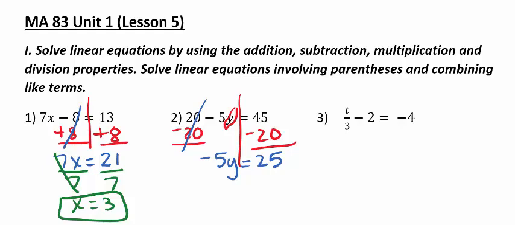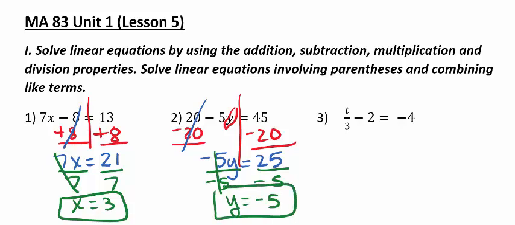And now, to get y by itself, I want to do the opposite of this, negative 5 times y. So I'm going to divide both sides by negative 5. The negative 5's divide out, and we get y equal to, and then 25 divided by negative 5 is negative 5.